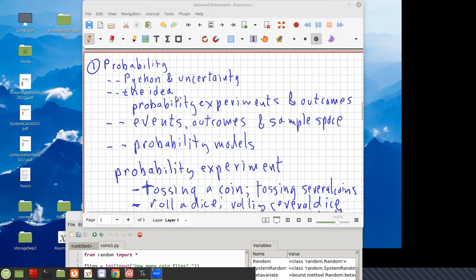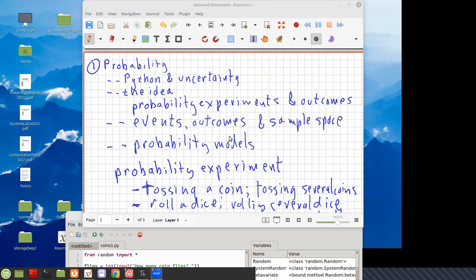So we have this notion of, we've looked at Python and uncertainty. There are some problems on some programs on Piazza that you can get to play with, and we'll come back to those every now and then. And then the idea of a probability experiment, its outcomes, and the idea of events, which are sets of outcomes, and the sample space, which is the set of all possible outcomes, and the events, which are subsets of the sample space. And the next topic we want to deal with is probability models, where we begin to give a model of, we know that when we toss a coin or roll a die or other events, that there are certain patterns that occur.